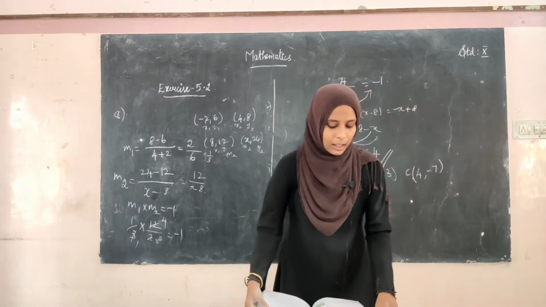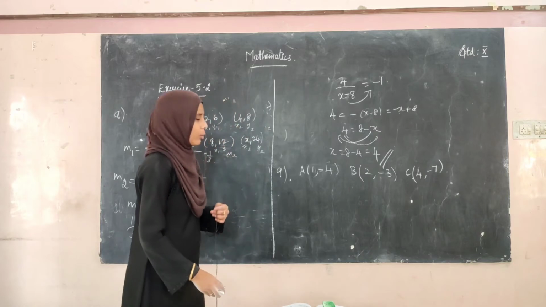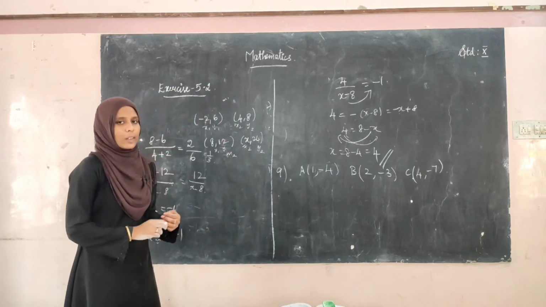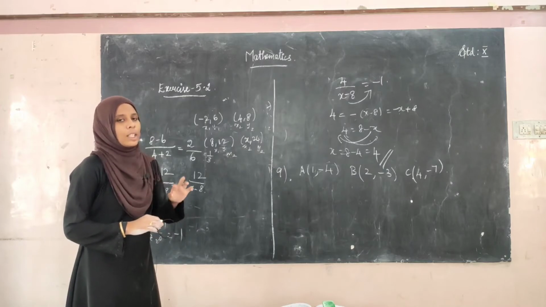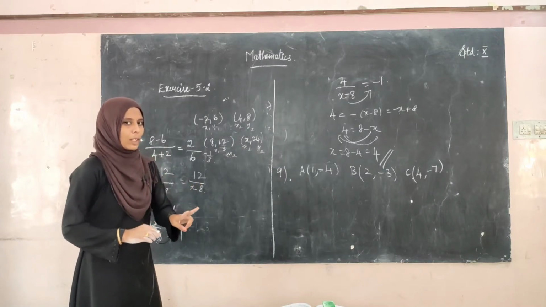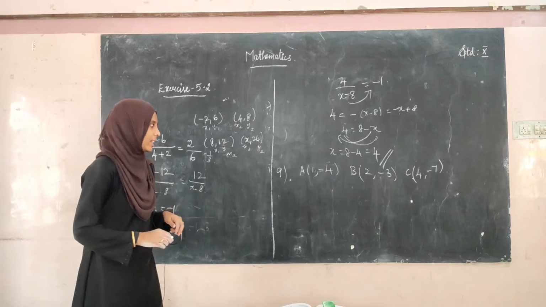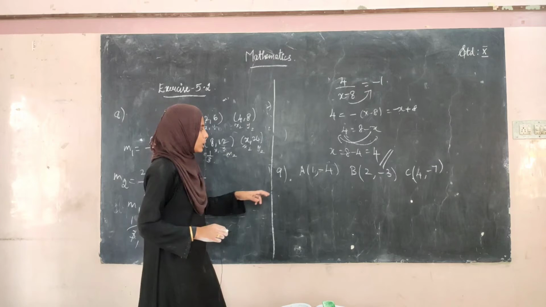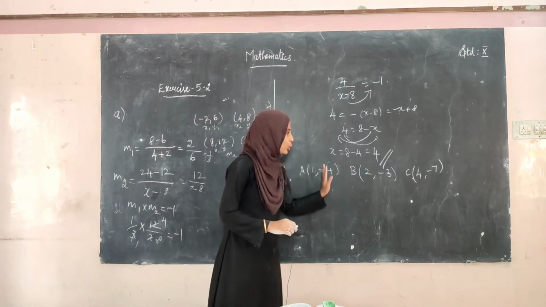Okay, so these are the points given. What we have to do is prove that the given points make a right angle triangle. In a right angle triangle, we know that any two of its sides will be perpendicular, that is, they make an angle of 90 degrees, right? So any two of its sides are perpendicular. So what we are going to do is find the slopes of the sides.